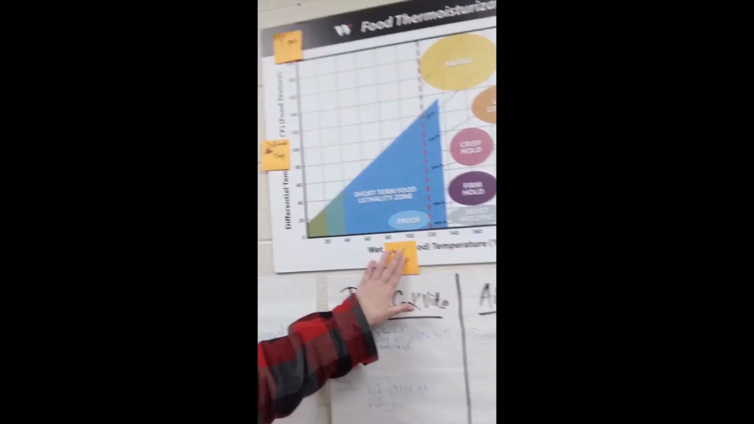Sam, what does that mean? That means that you're using two forms of heat. You're using dry heat, which is your air heat, and you're using moist heat, which is your vapor heat. The difference between the two numbers is the differential. Okay, let me give you an example.